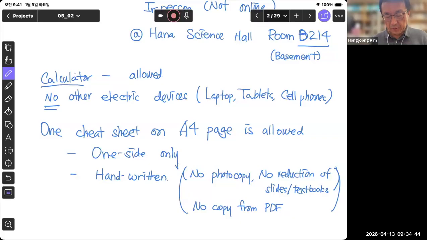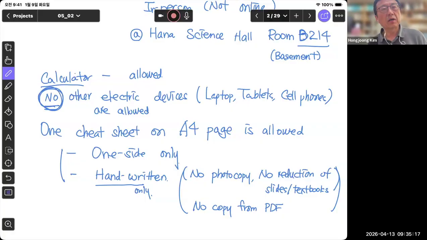So as I said, all the information on the cheat sheet must be handwritten only, and the paper must be one-sided. Then you can bring this cheat sheet with you to the exam. All other electronic devices are not allowed. No other devices are allowed. Okay, what is the question? Understood.